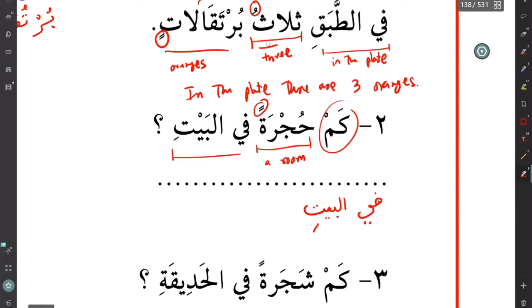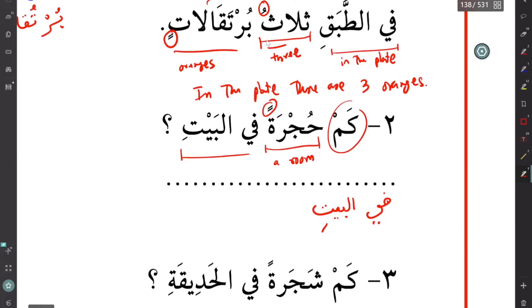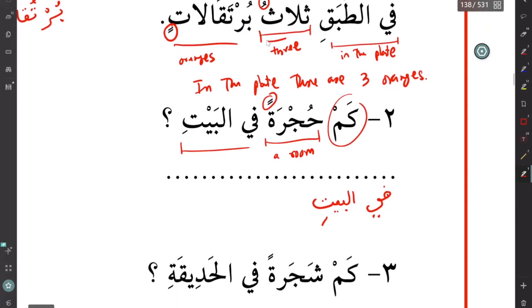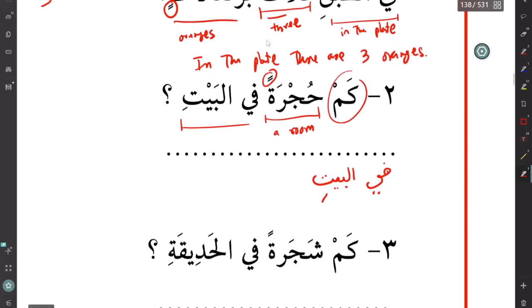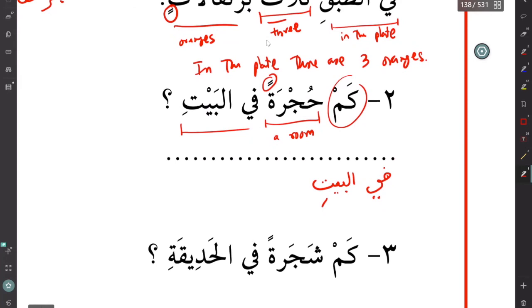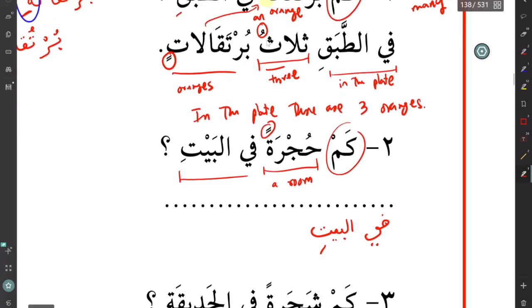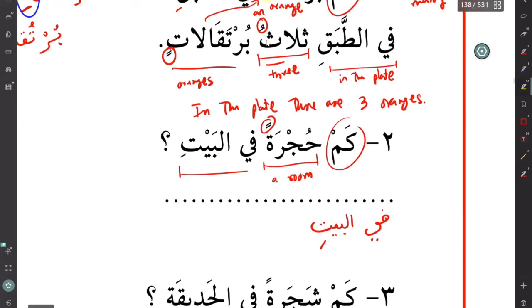So in the house, how many rooms? Let's stick with 3 right now, so that we're comfortable with the structure first. So how do you say 3 rooms? Number 1, we have to know what kind of number 3 we are going to be using. Is it going to be masculine or feminine? It depends on this word, whether this word is masculine or feminine.